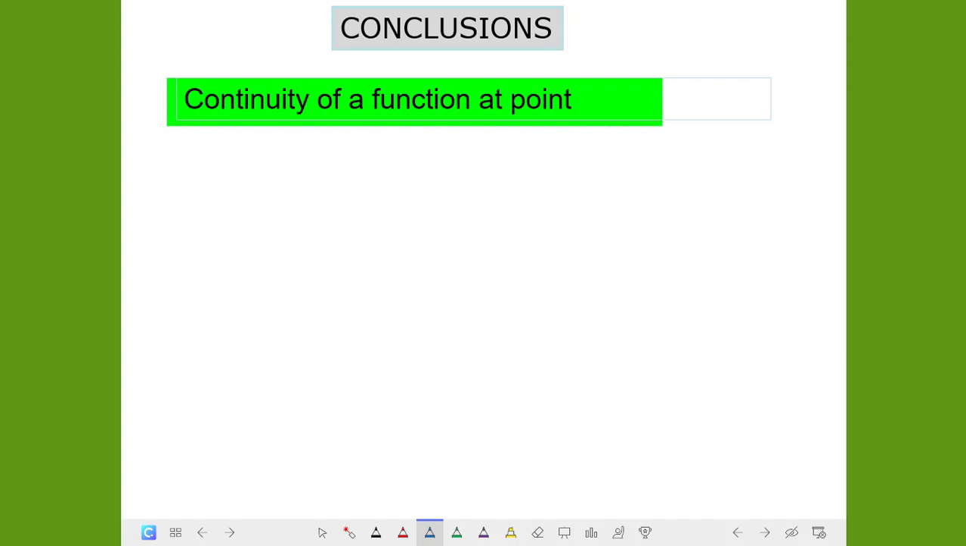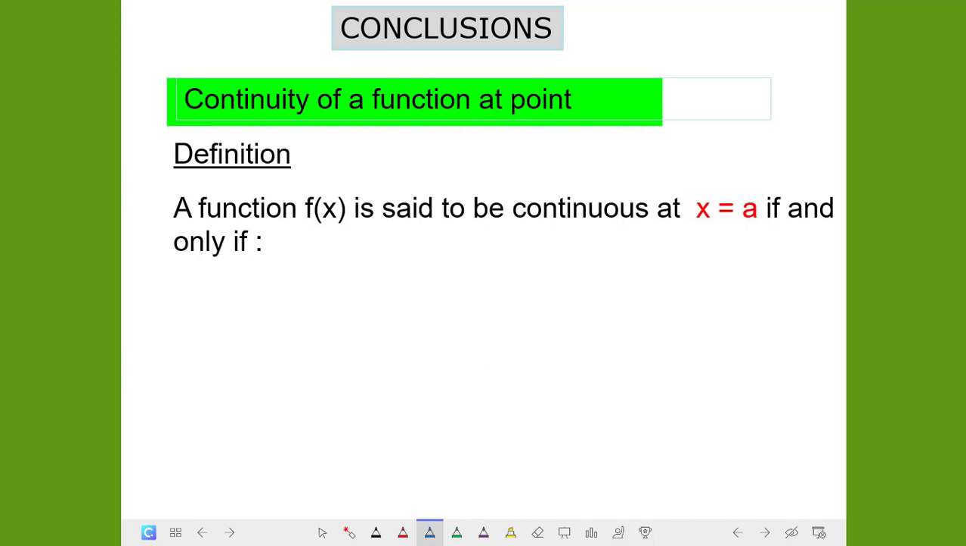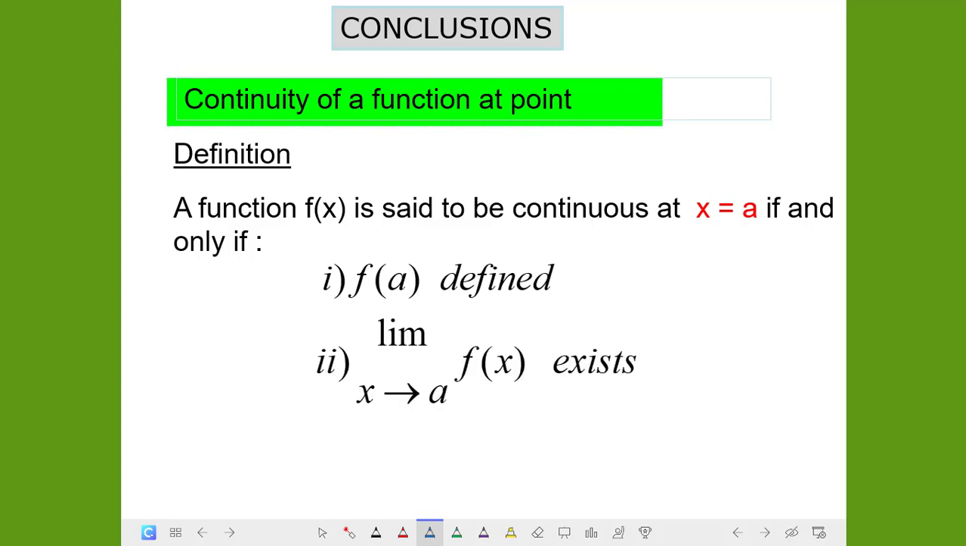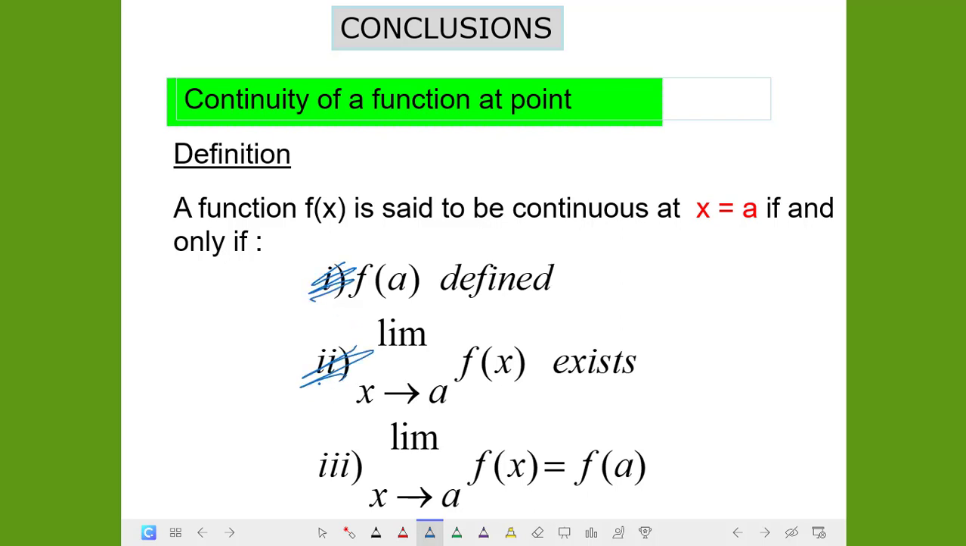Conclusion, continuity at a point, definition. A function f is said to be continuous at x is equal to a if and only if it satisfies the 3 conditions. Okay, f of a is defined, the limit as x approaches a exists, and number 1 equals number 2. That's it. So that's it for this lecture chapter on limit and continuity.